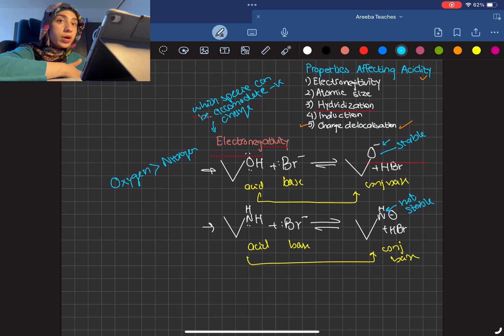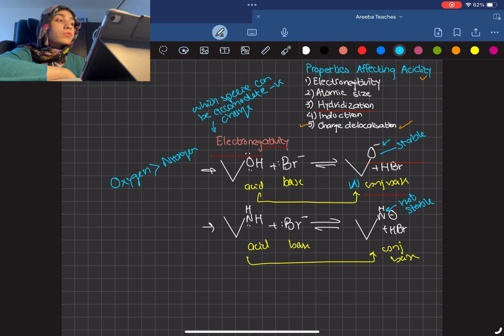It does not want that negative charge around it. It wants to get rid of that negative charge. But oxygen doesn't, because oxygen is more electronegative. So the structure above is stable. If something is stable, that means it has low energy. Low energy means it is weak.